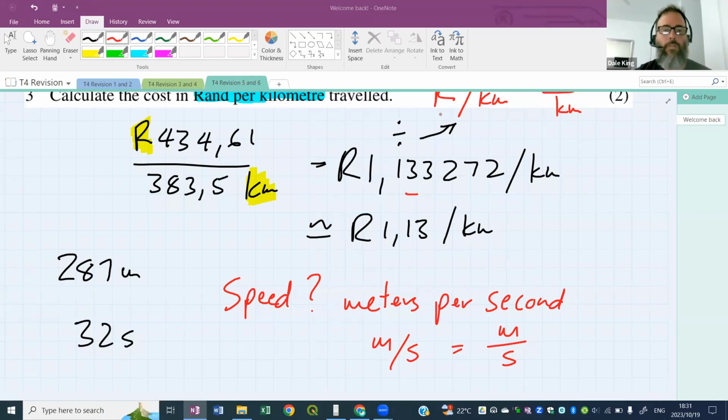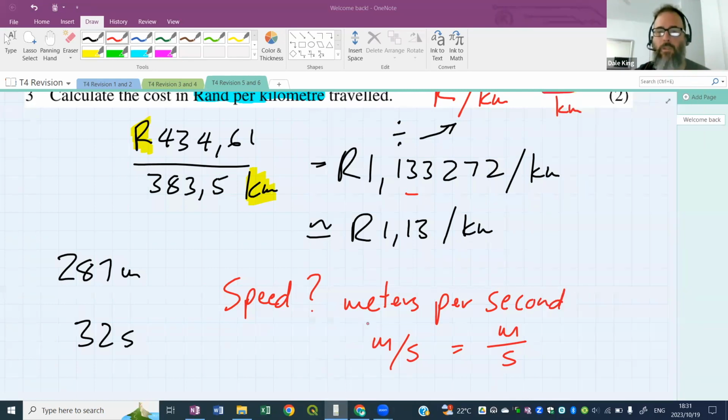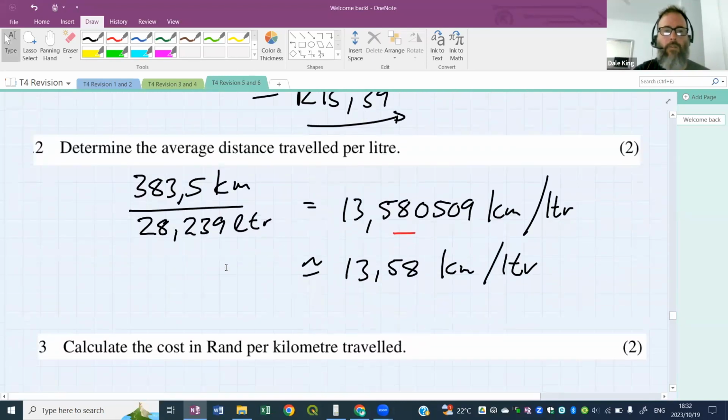All right. Yes, you just put it in. So for example, for this one here, we can say 287 over 32, and that'll give us 8.96875 meters per second. All right, so the units they give you actually are a hint on what goes on top and what goes to the bottom. Okay, all right, let's move on.